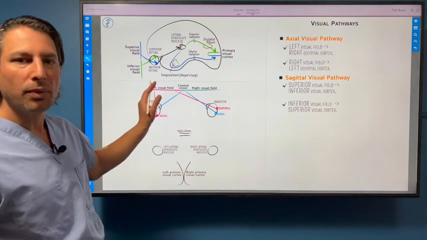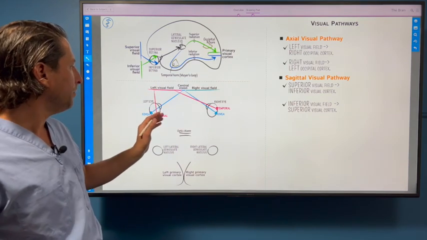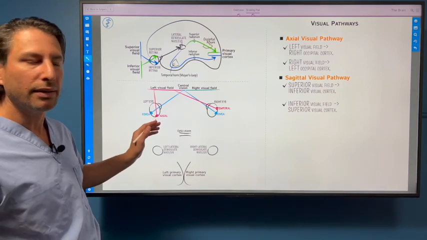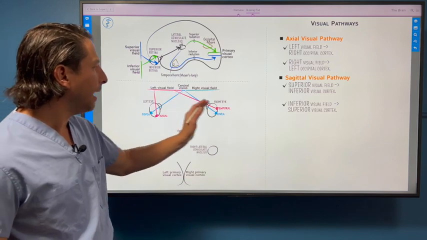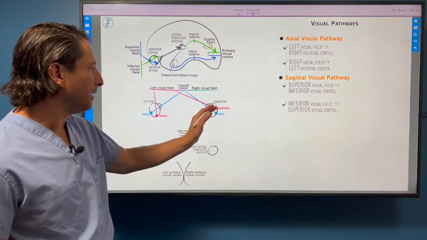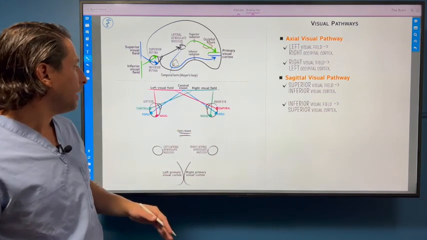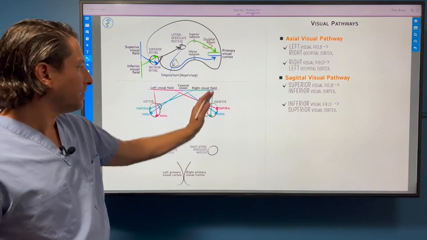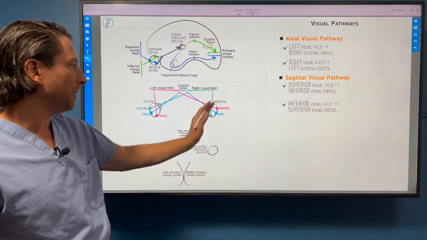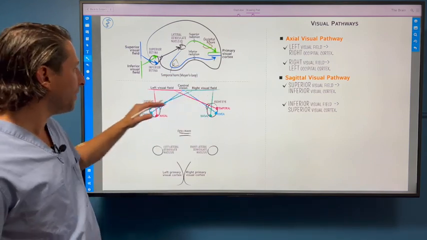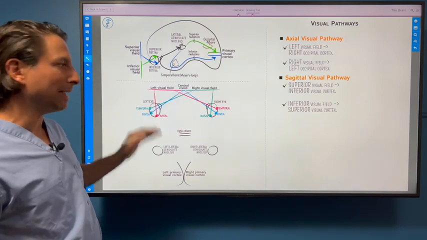The outer portion of the left visual field is going to go to the ipsilateral eye, but it's going to go to the nasal part of the retina there. The inner portion of the visual field is going to go to the opposite eye, the right eye here, in its temporal region of the retina. So let's look at this from the right visual field. Again, it's just the opposite here. The outer aspect of the right visual field goes to the nasal aspect of the ipsilateral eye, then the inner aspect of the right visual field goes to the temporal aspect of the contralateral eye.